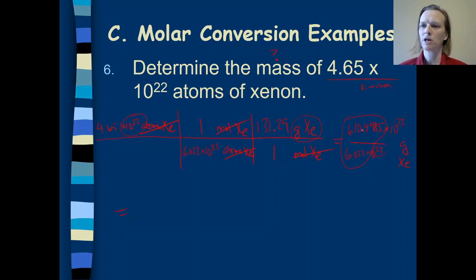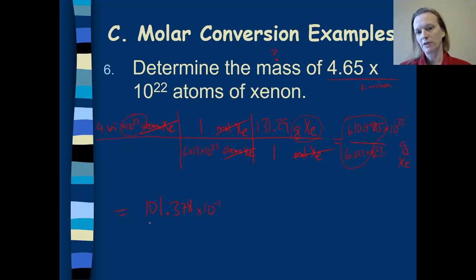So 610.4985 divided by 6.022 gives me 101.378. Yeah, that makes sense. 600-ish divided by 6 is about 100. And when I subtract my exponents, 22 minus 23 is -1.